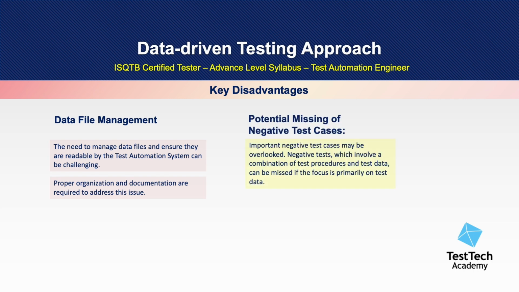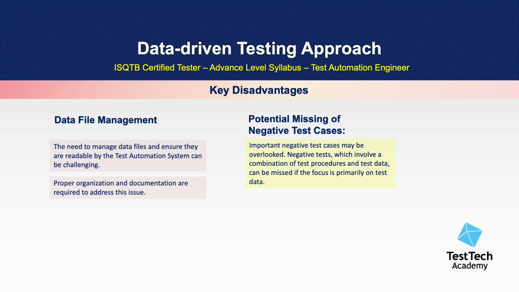Next, let's discuss the potential for missing important negative test cases. Negative test cases, which involve testing how the system handles invalid inputs or unexpected user behavior, are crucial for robust testing. However, in a data-driven approach that focuses mainly on test data, there is a risk that these negative test procedures may be overlooked. This can result in incomplete testing and undiscovered bugs.